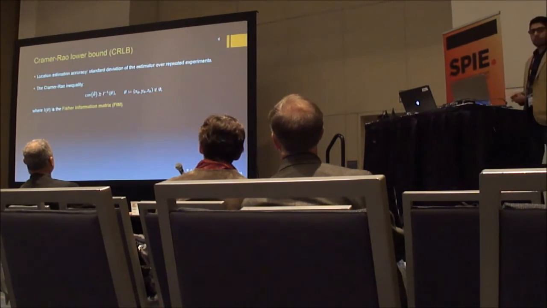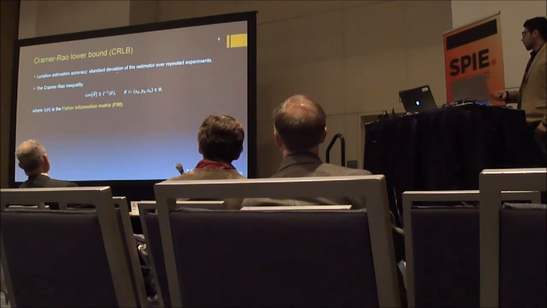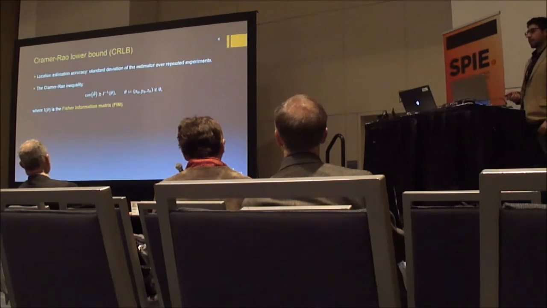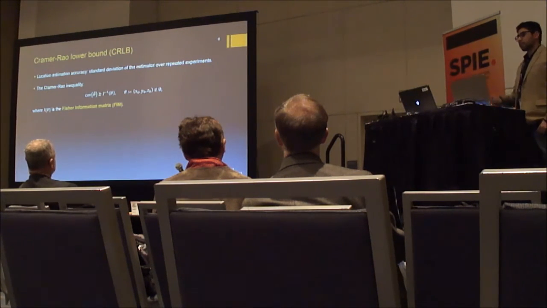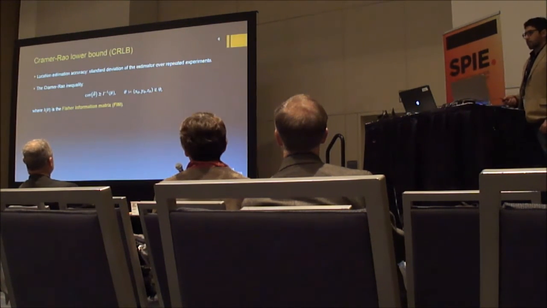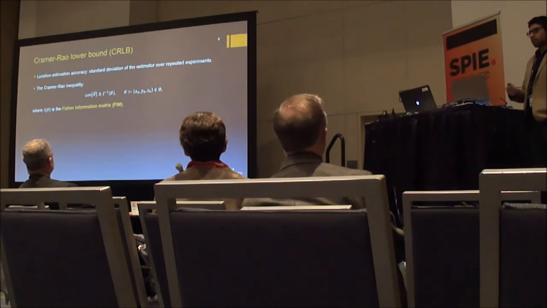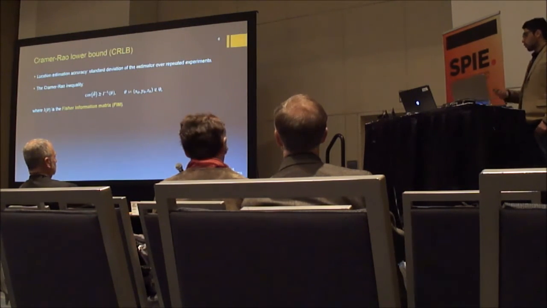Or location estimation accuracy. So most people use the standard deviation of the estimator over repeated experiments to characterize the accuracy. But this is typically problematic, and the reason is that this depends on the specific estimation algorithm. And also, usually there is no analytical expression for that standard deviation. And there is another tool in information theory, which is well known.